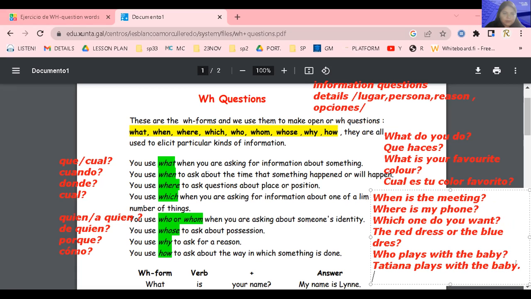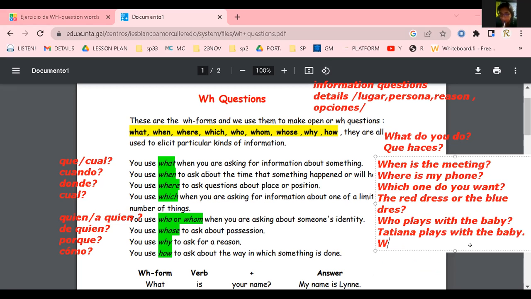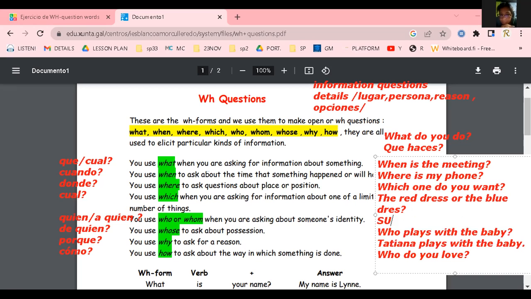Luego tenemos nuevamente el who's. Ok, y antes de pasar ahí, tenemos who plays, who do you love. Tenemos dos tipos de estructuras. En esta iniciamos con who y miren que va seguido del who un verbo. Entonces, esta se llama subject question.